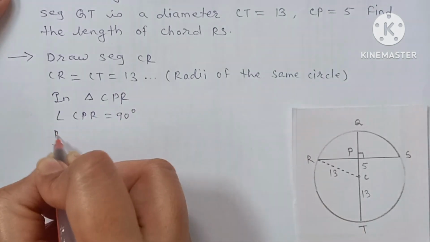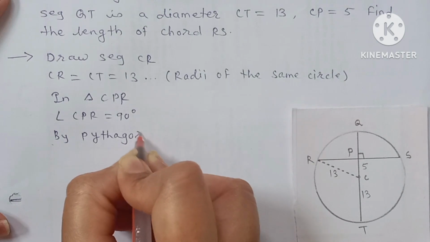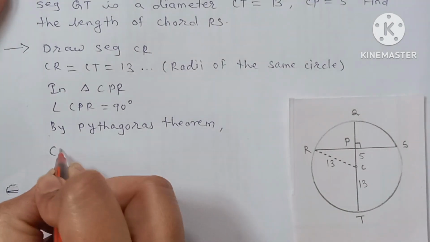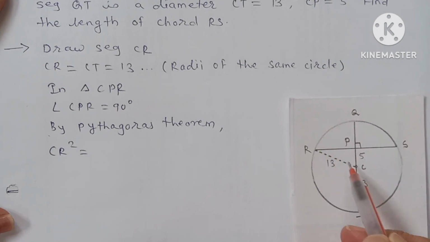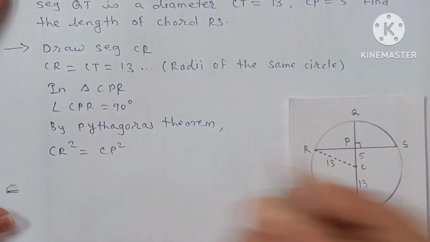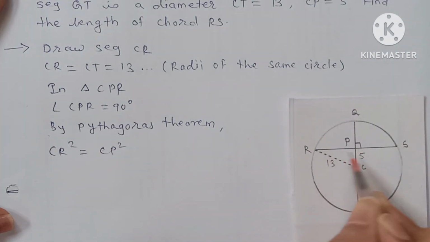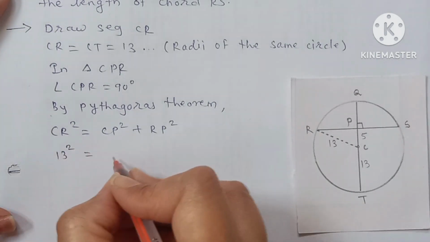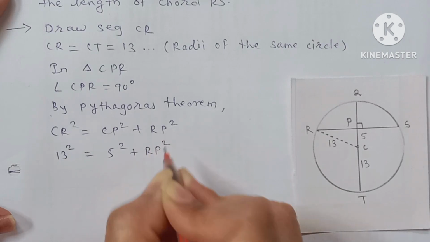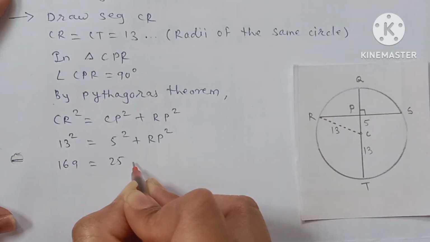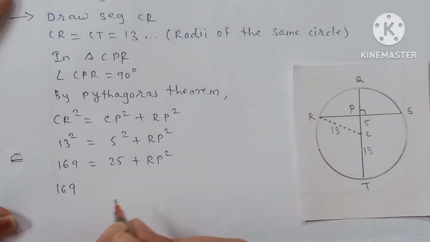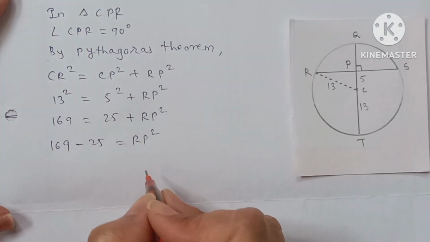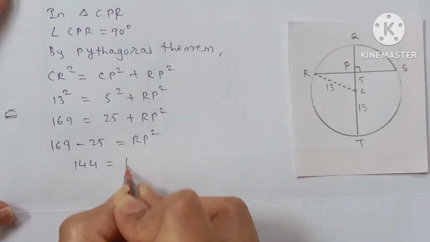Now by Pythagoras theorem, hypotenuse square. Which is the hypotenuse? CR is the hypotenuse. Hypotenuse square is equal to side square plus side square, means CR square is equal to CP square plus RP square. Now put the values. 13 square is 169, 5 square is 25 plus RP square. 25 goes to the opposite side and becomes minus. Means 169 minus 25 is equal to RP square. 169 minus 25 is 144, equal to RP square.